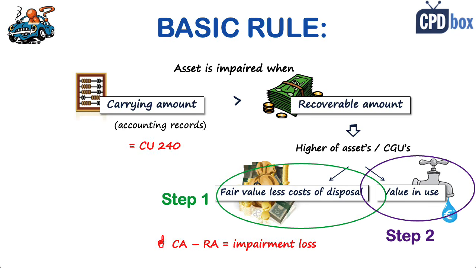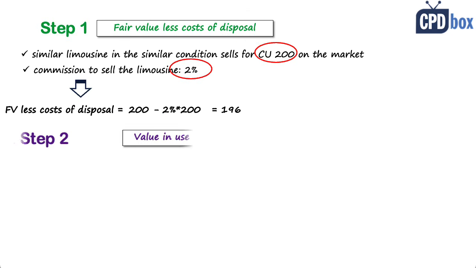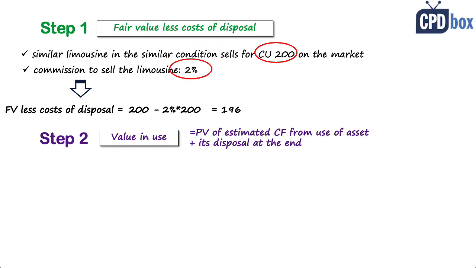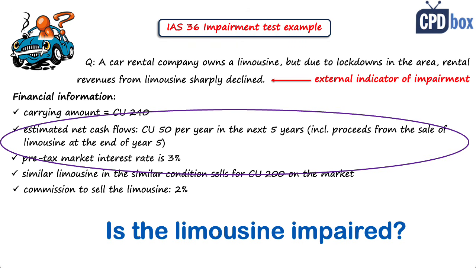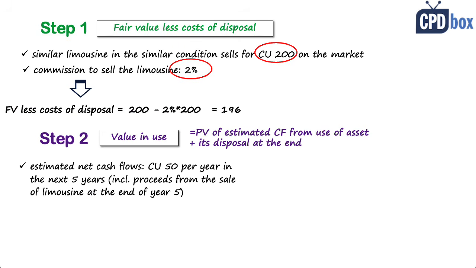Step number 2 is to determine value in use, which is the present value of estimated future cash flows expected to arise from continuing use of an asset and from its disposal at the end of its useful life. This is the definition from IAS 36. You will see this in a second in the example, but first let's bring in the relevant data from the case. We have these estimated net cash flows of 50 currency units per year in the next 5 years. So in this case, the cash flows are the same each year, and the pre-tax market interest rate is 3%, and we will use this as our discount rate.